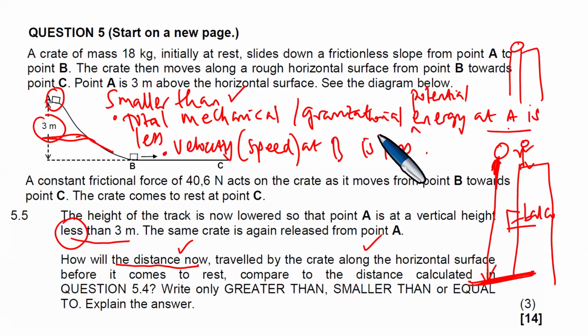because the total mechanical energy, or the gravitational potential energy at A, is less, so the velocity at B is less. That's it. The mechanical energy is less because the mechanical energy depends on the height. When the height is a lot, then the mechanical energy is a lot. Why? Because the mechanical energy at point A is just mgh, subject to the height.